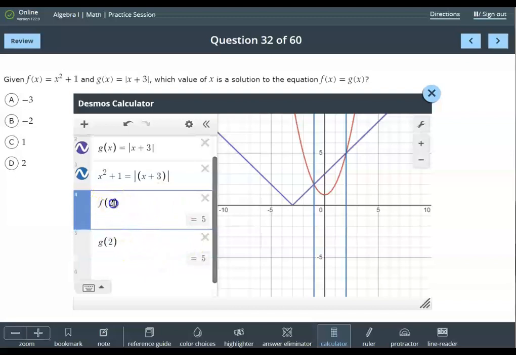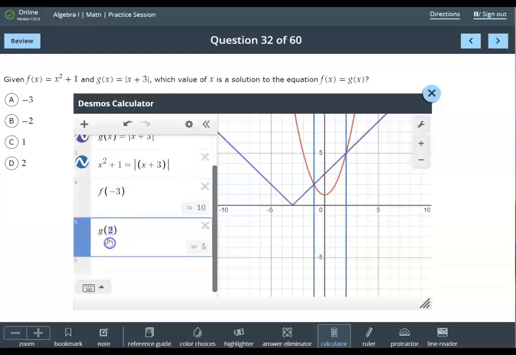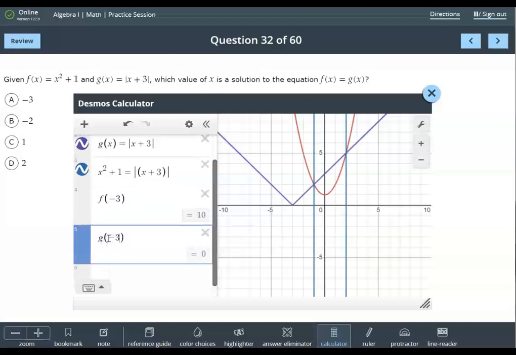If I type any of the other answer choices, let's say f of negative 3 and g of negative 3, that was answer choice A, you'll see the outputs are different. I get a 10, I get a 0.